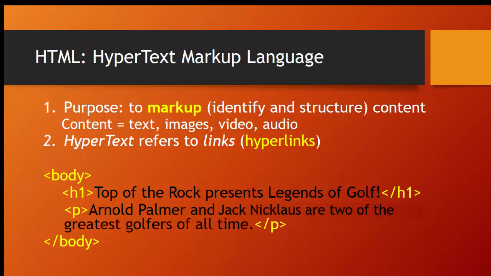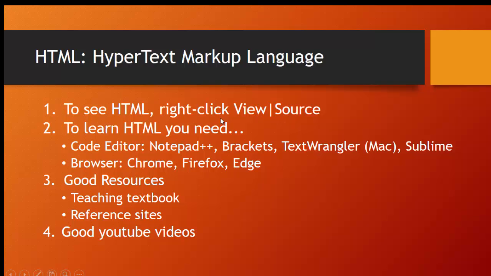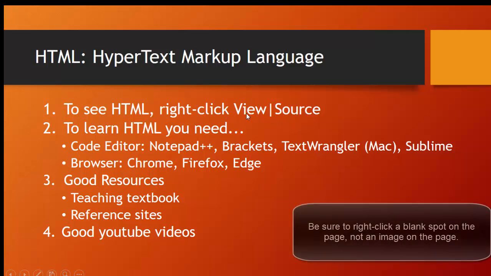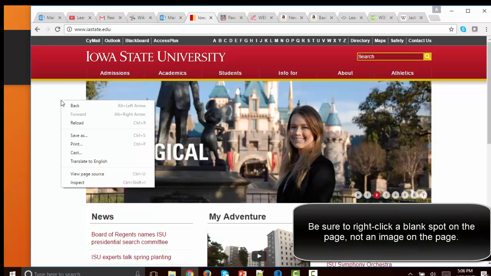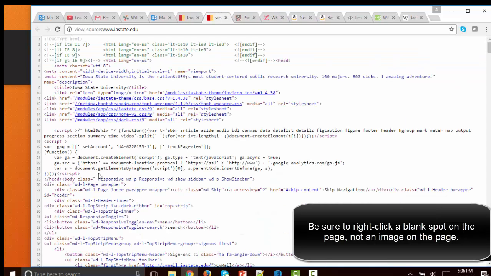Now, the reason it's called hypertext markup language is because the hypertext refers to links, or sometimes we call them hyperlinks, because way back in the beginning of HTML's life, its purpose in life was to help researchers hyperlink or link together documents that related to one another on various computers. Now, to see HTML on any web page, you simply right-click it and view the source. You can right-click and view the page source, view the HTML of any web page.